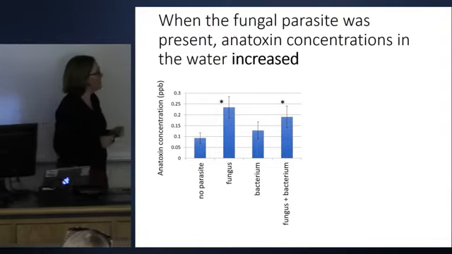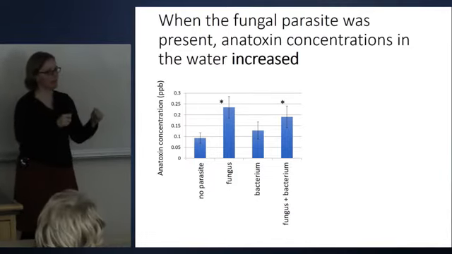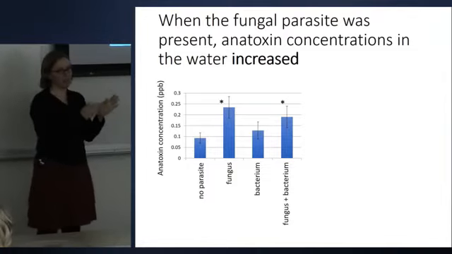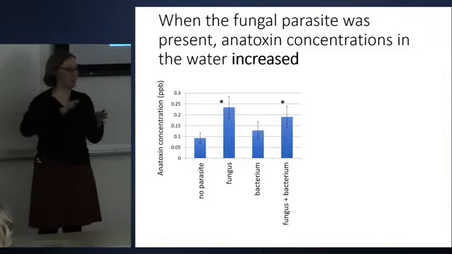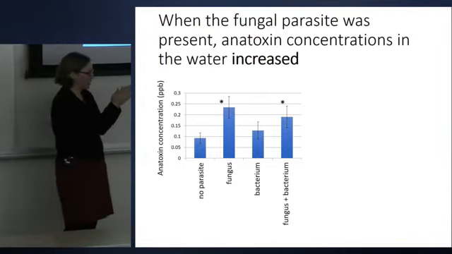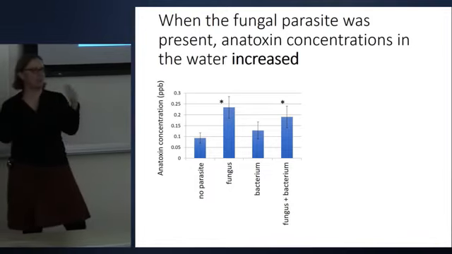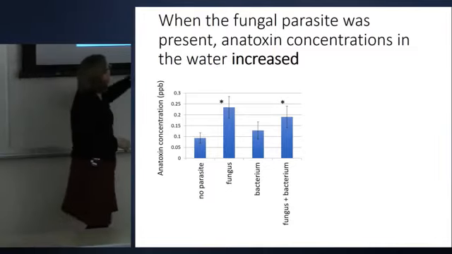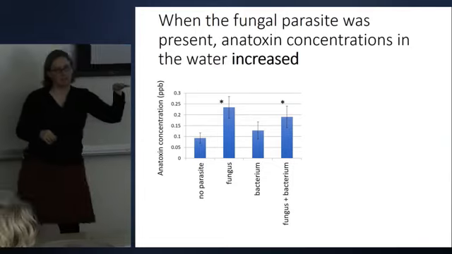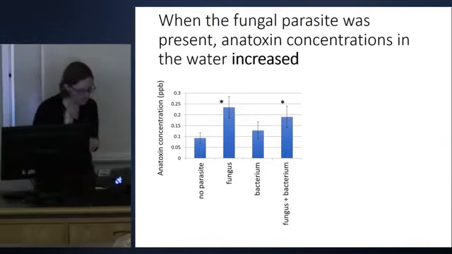What's really interesting to me is that it seems that anatoxin is induced when you have the fungal parasite in the water. So I actually lied before when I told you there were 3 infection treatments. There were actually 4, and I've just left one of them out until now for simplicity. There was the control that had no parasite, the treatment with just the fungus, the treatment with just the bacterium, and then a treatment where we added both of them. Both the treatment with just the fungus and the treatment with both of them had significantly higher anatoxin concentrations than either of the other two treatments.